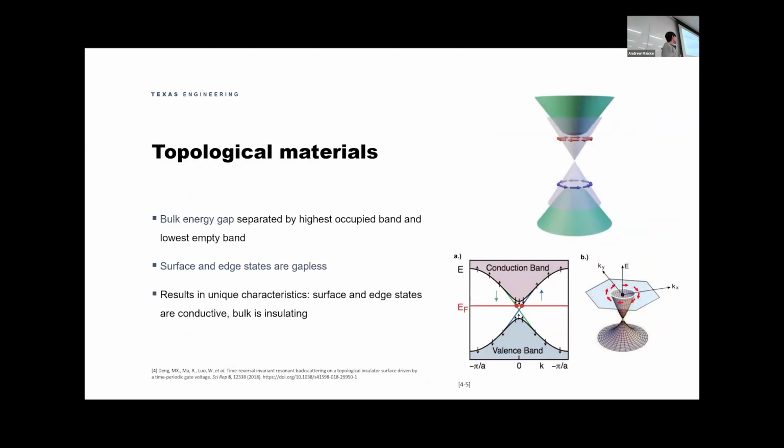But now we can look at topological materials. So topological insulators are a unique class of materials that are topologically protected. And they're unique because they have a bulk energy gap that is defined by the separation between the highest occupied electron band and the lowest empty band, similar to what you would expect in an insulator. But their surface and edge states are gapless. So at their surface, they behave like conductors, but in their bulk states, they are insulators.